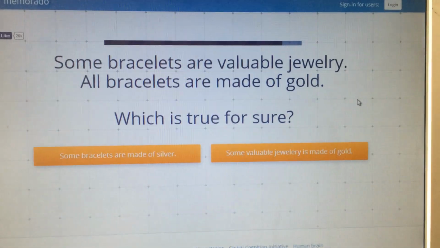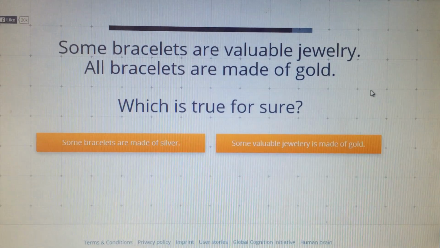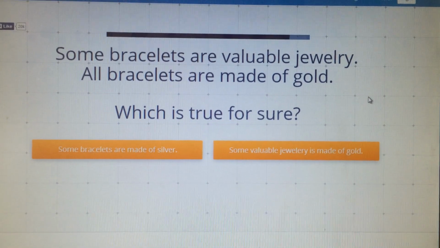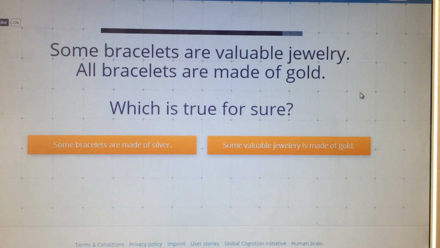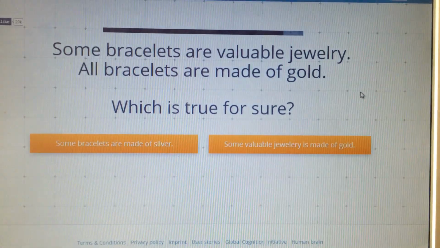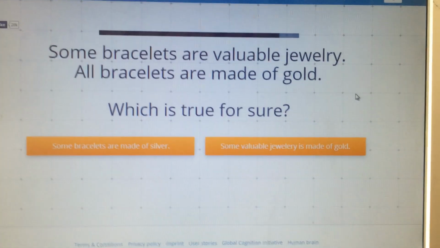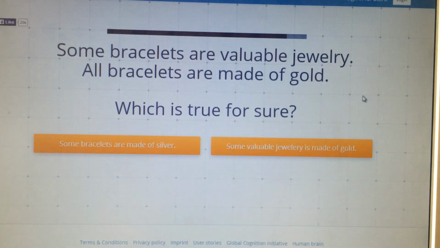Okay, nearly there at the end. These ones do take some wordy explanation. Some bracelets are valuable jewellery. All bracelets are made of gold. So let's look at the all part of that. We have a bunch of bracelets in front of us.